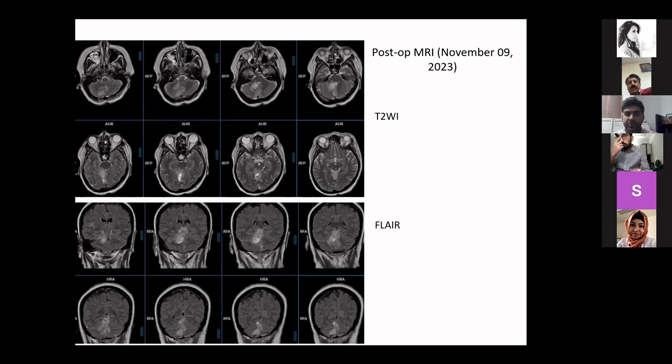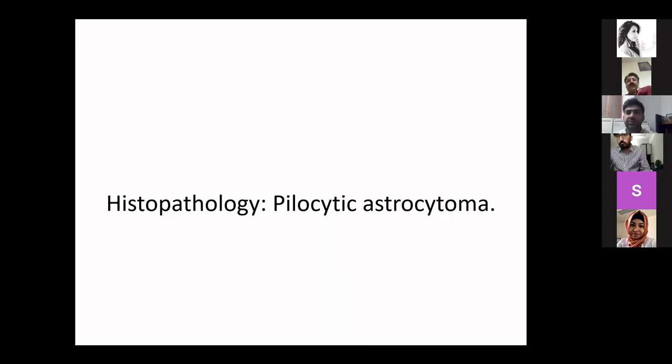Okay, thank you. So the histopath was pilocytic, right, Yusuf? Yes, sir. It was pilocytic, but there was a bit of confusion initially because it showed a bit of atypical features, but eventually it was finalized as pilocytic astrocytoma.